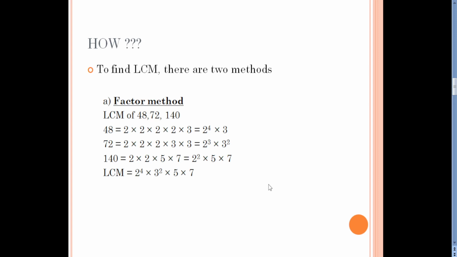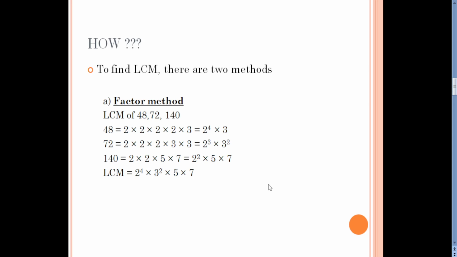Under the factor method, we convert these numbers into prime factors. After that, we try to find the LCM. Here, let us take an example: LCM of 48, 72, 140. For 48, we have 2 power 4 multiplied by 3. For 72, we have 2 cube multiplied by 3 square. For 140, we have 2 square multiplied by 5 multiplied by 7.